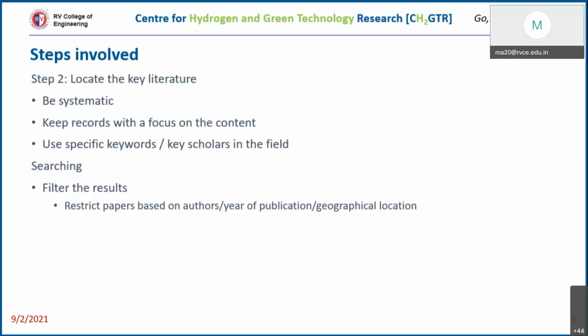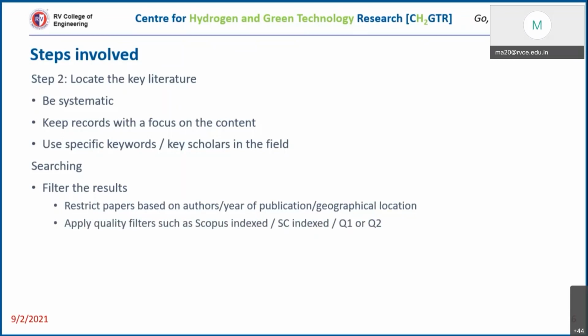And another way is to restrict that to authors. So these are just few examples. So it could be author, year of publication, or geographic location. Like that, you just identify which is the right way to restrict your search or filter the results that you have obtained.